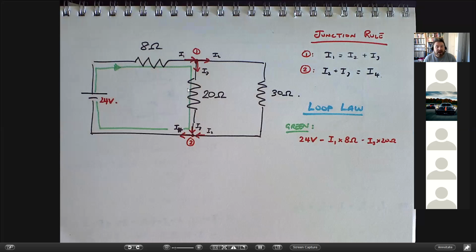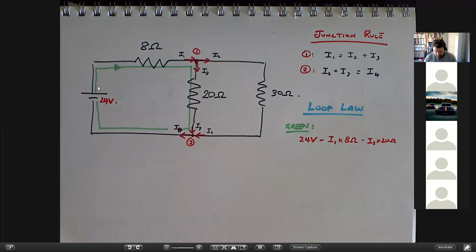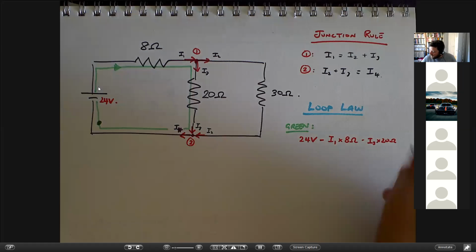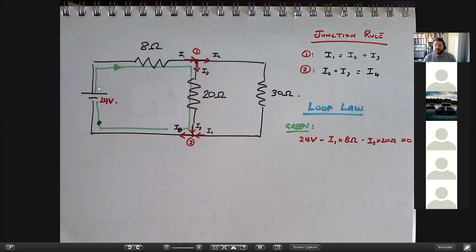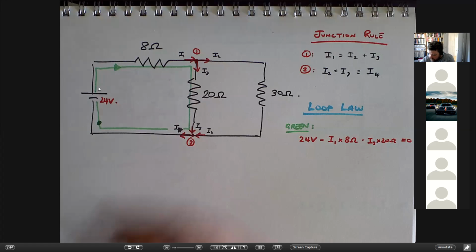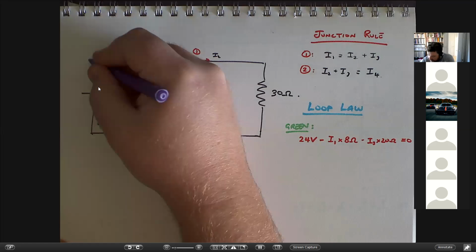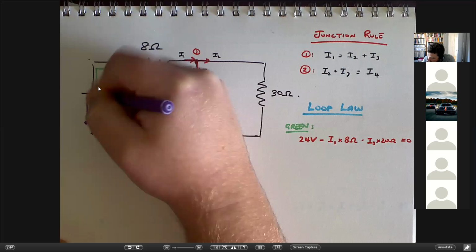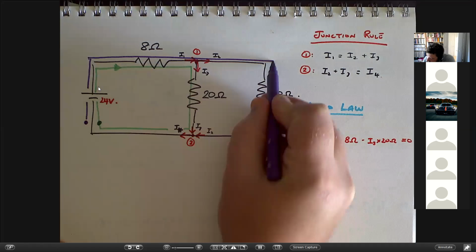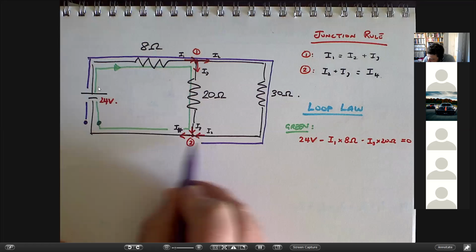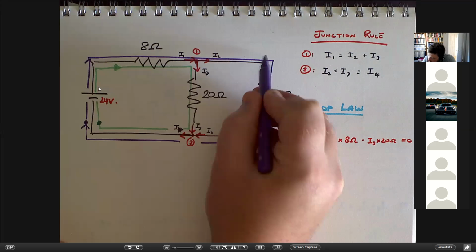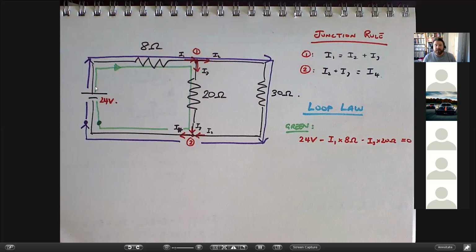And then we get back to where we started. Sorry, let me mark a starting point here. Let's call that my starting point. So we're back to where we started, so we say all of that equals 0. Okay? Now we're going to do a purple loop. For the purple loop, we're going to start in the same spot. We're going to go around this way, and make our way around the loop this way.